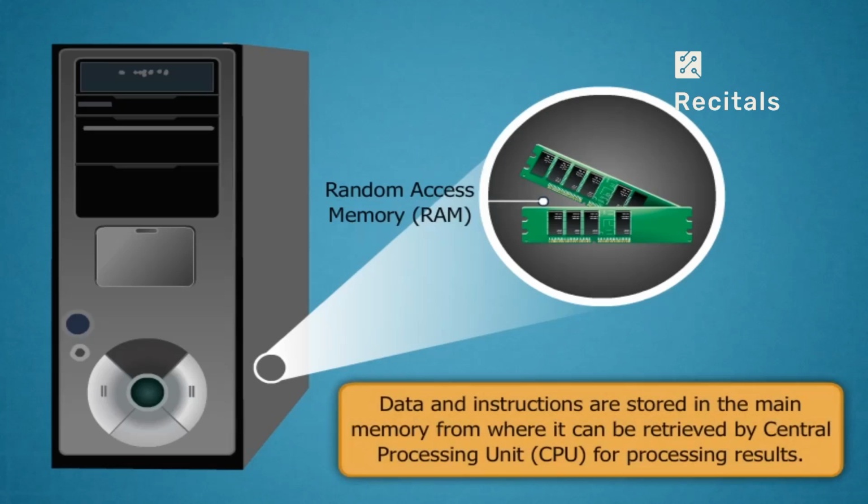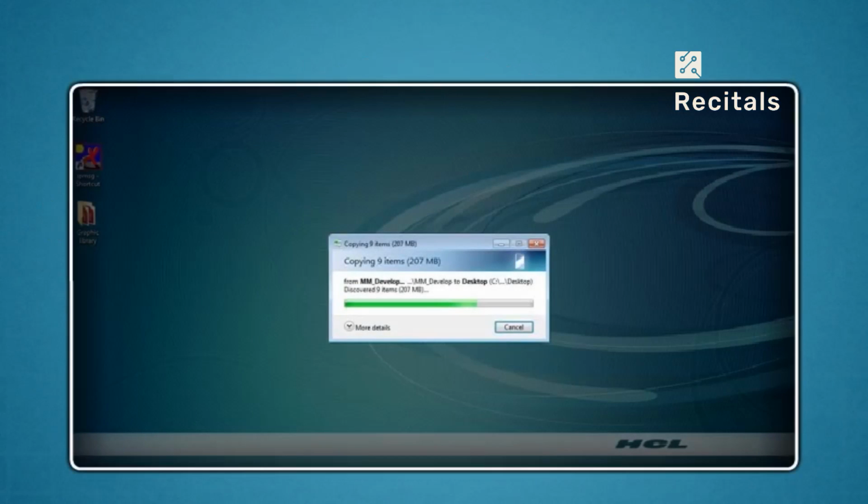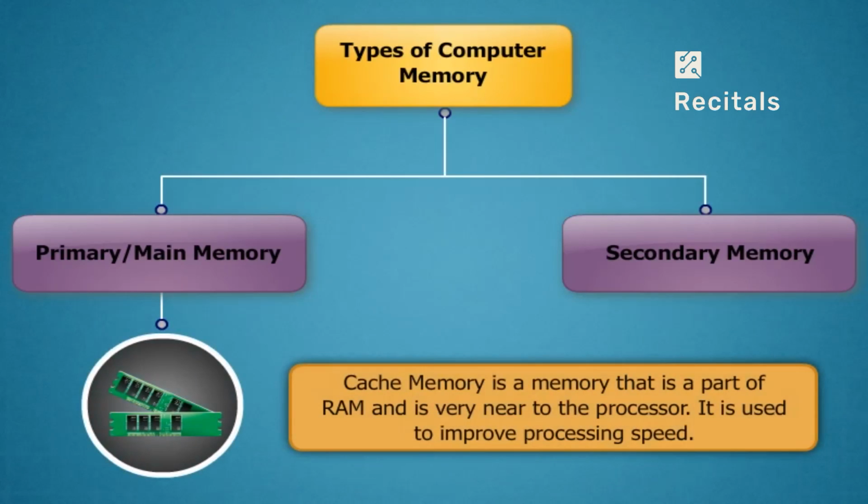Data and instructions are stored in the main memory, from where they can be retrieved by the Central Processing Unit or CPU for processing results. RAM is the memory in which all programs are stored. The speed of the computer depends on RAM. Cache memory is a memory that is a part of RAM and is very near to the processor. It is used to improve processing speed.